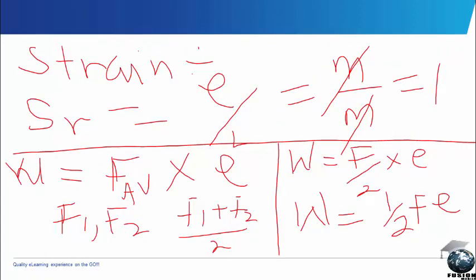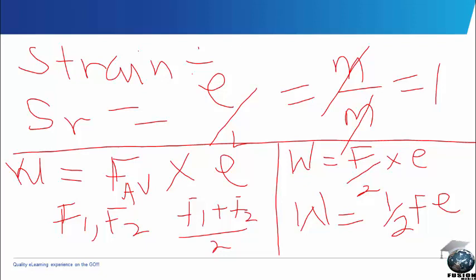Taking it back to work done here, we'll say that work done is equal to half Fe. And you can note all this in materials like spiral spring and many other elastic materials, even the rubber band you play with at home.